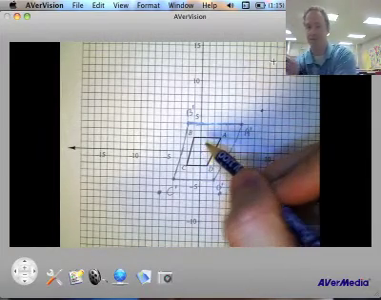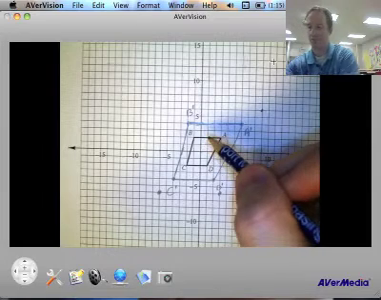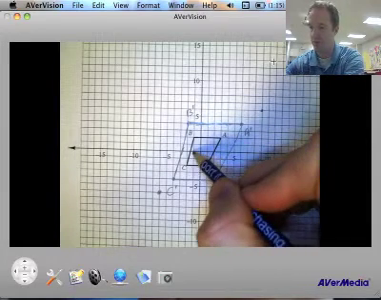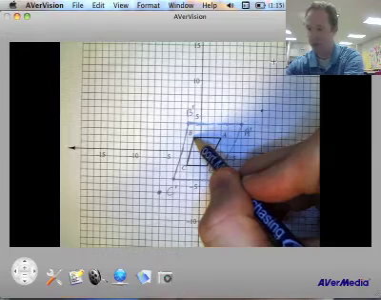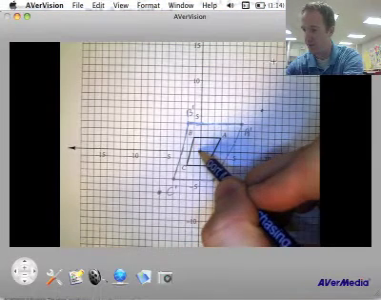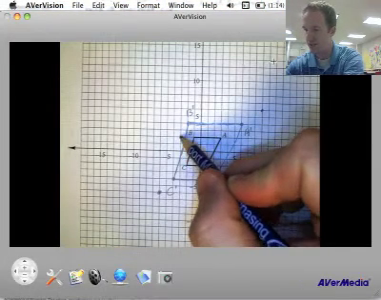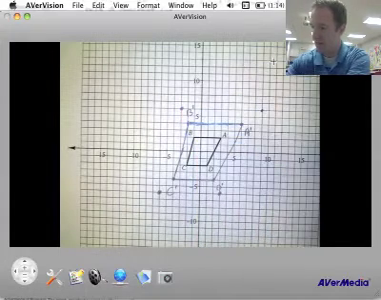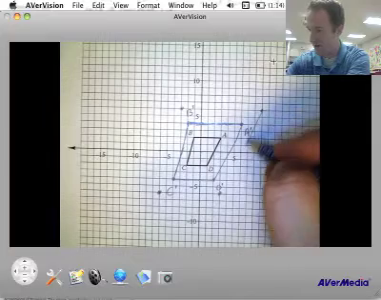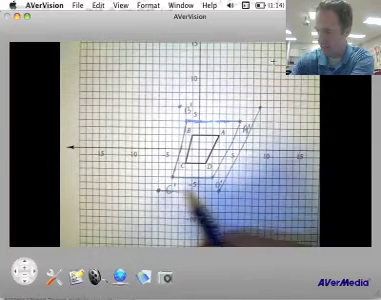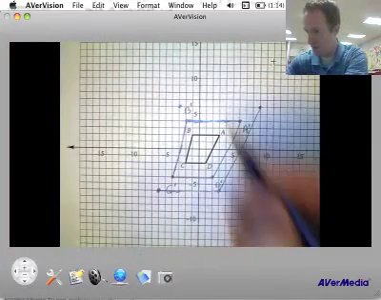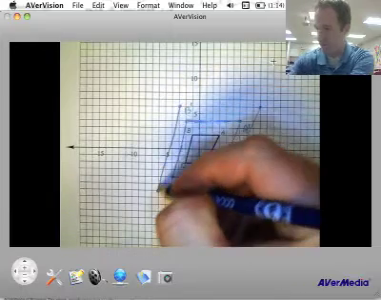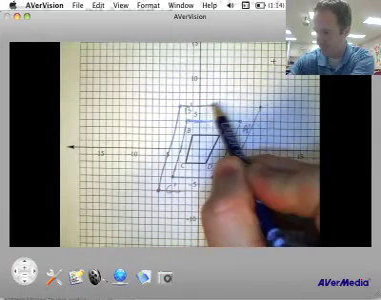To get to B, you've got to go left 1 and up 2, but we're going to go 3 times as far. So it's left 3 and up 6. 2, 4, 6. And there is our figure dilated with a scale factor of 3. Look at what I got.